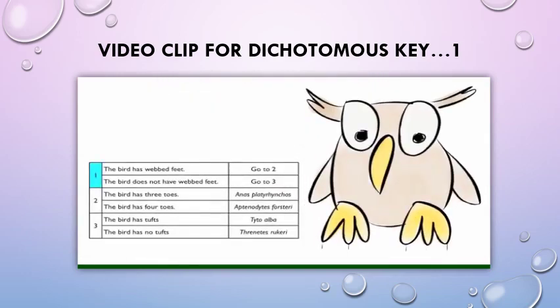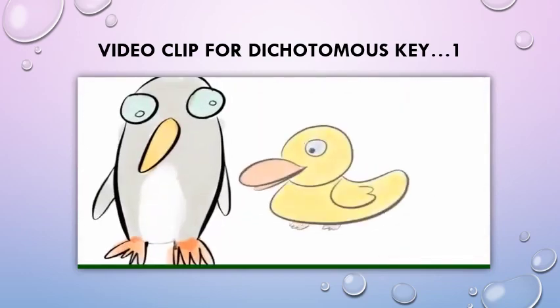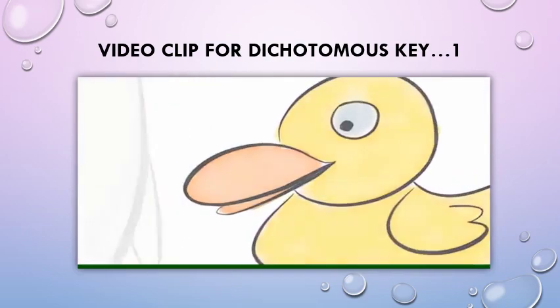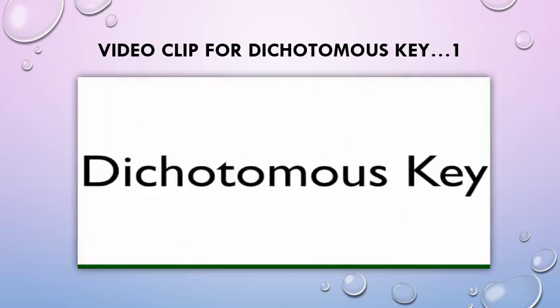Always start at number 1 on the dichotomous key and look at the features of the organism you're trying to identify. Our bird has tufts. This is its scientific name. Dichotomous keys are charts that scientists use to figure out the scientific name of organisms or to help identify footprints.